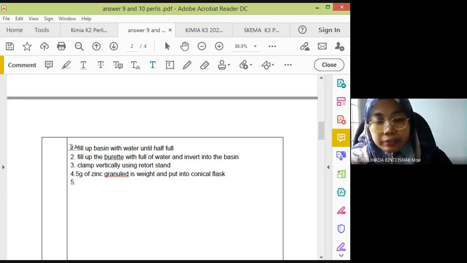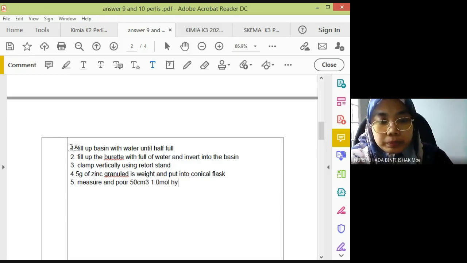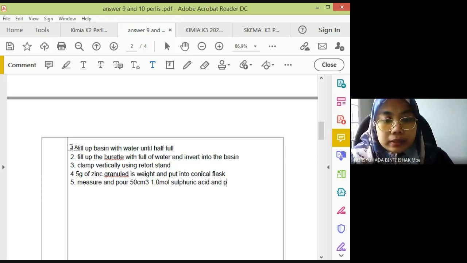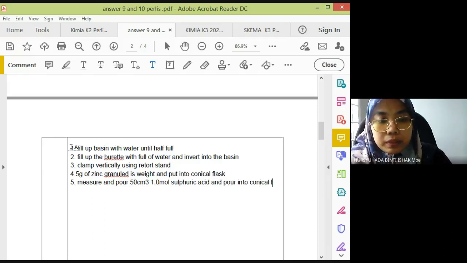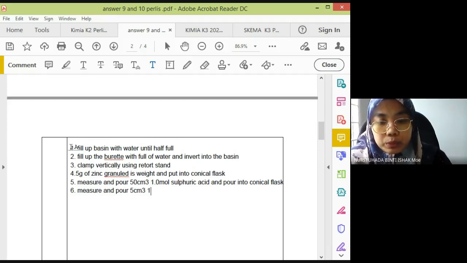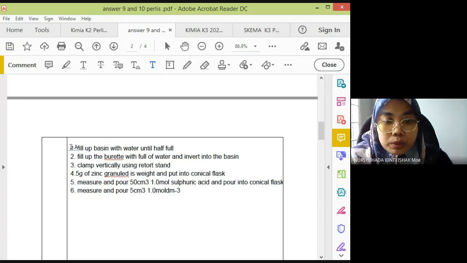Alright, 5 gram of zinc granules is weighed and put into conical flask. Next number 5: we measure and pour 50 cm cube 1.0 mol per dm cube sulfuric acid and pour into conical flask. Number 6: measure and pour 5 cm cube 1.0 mol per dm cube copper 2 sulfate solution into conical flask. Catalyst tak payah pakai banyak, 5 pun boleh.